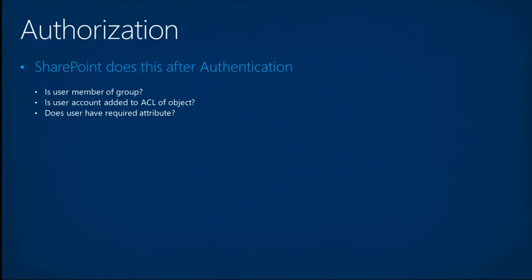So, authorization. SharePoint does this after the authentication. And authorization is really around three things. Is the user a member of something? Is the user account added to the ACL of whatever you're trying to get to, a Word document, a PowerPoint, a site, the whole group? Does the user have the required attribute? Because we're talking claims now. So a claim is just a bunch of attributes squashed together, and SharePoint needs to open those up and say, hey, which one do you have?